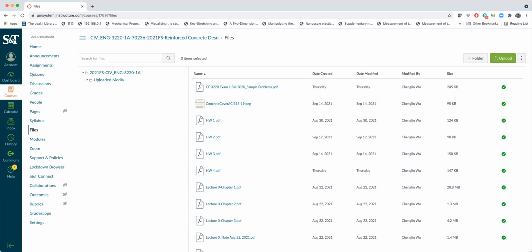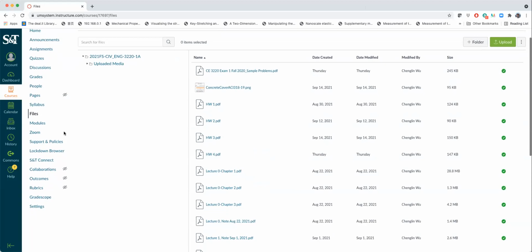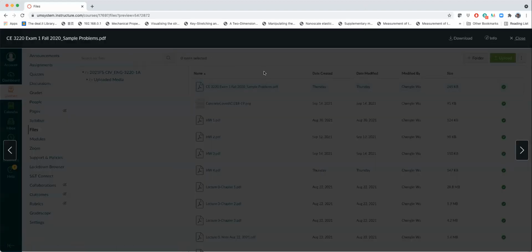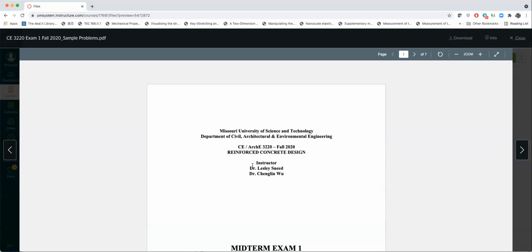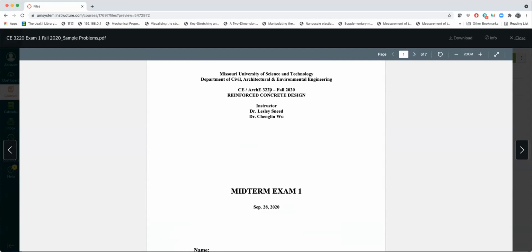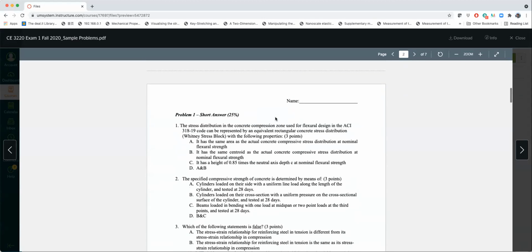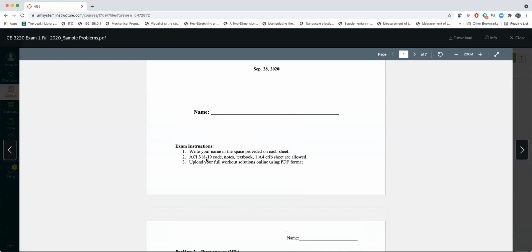If you go to Canvas, there's a files folder, and you see there's a CE3220 exam 1 fall 2020 sample problems. You open it up, and it's a little bit slow, but it should pop up. You notice that this is last year, fall 2020, so it's pretty fresh. This was the exam we made, both Dr. Sneed and I, for 2 sessions. Pretty recent, and this is on code 31819.